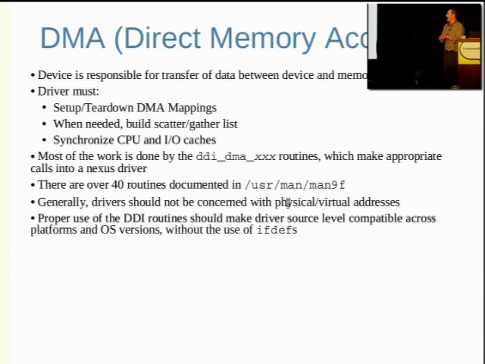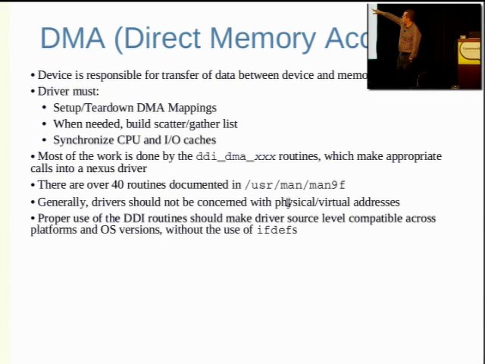Okay, so for DMA, the driver has to set up and tear down mappings for the DMA. There's a set of DDI routines to do this. You may need to build a scatter-gather list, depending on your hardware. You may need to synchronize caches. There's a DDI routine that's supposed to do this, although on a lot of machines this routine doesn't do anything.